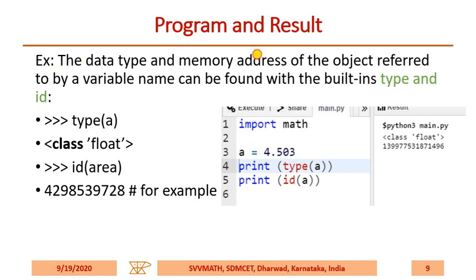Let us go to the next. The data type and memory address of the object referred to by a variable name can be found with the built-in functions type and id. The simplest example is shown here: type of a, where a is assigned 4.503 something, will give you the float type. Similarly, print id of a, and the address of a will be printed. So these are the two functions we can use.